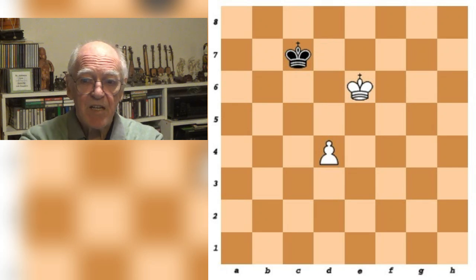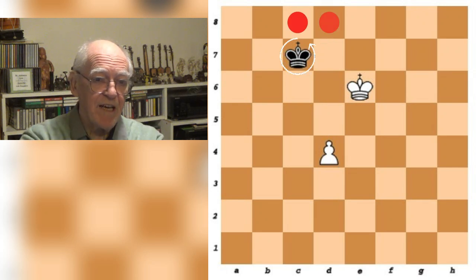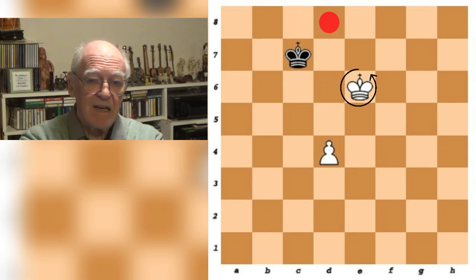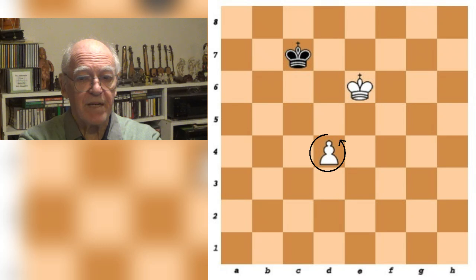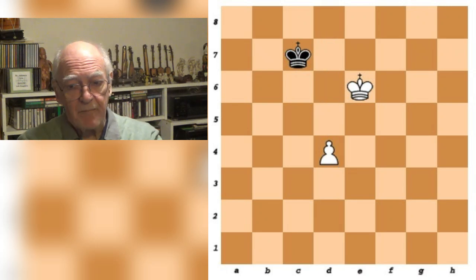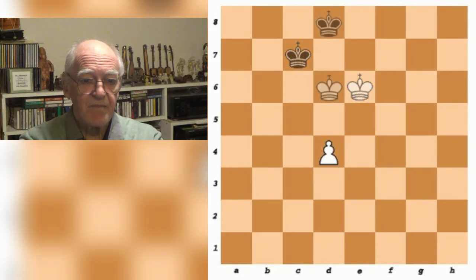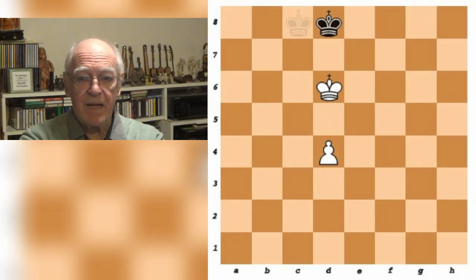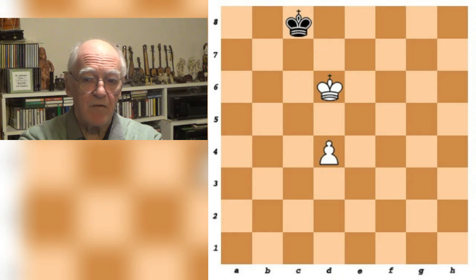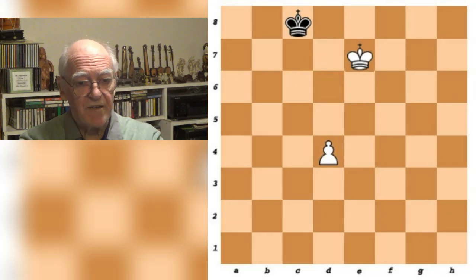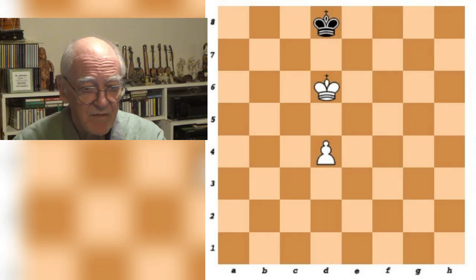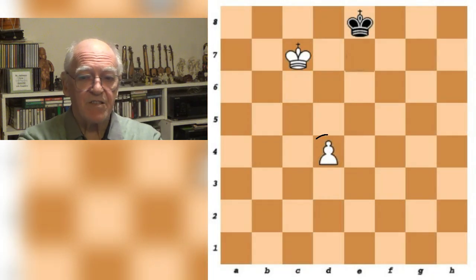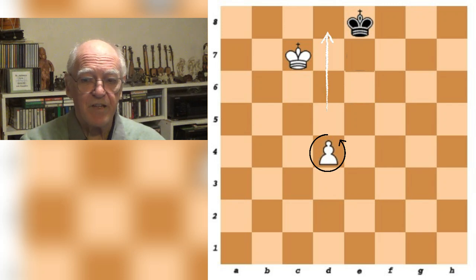If black plays his king to c8 or b8, then white plays king e7, and then the pawn has a completely free path to d8. If black plays king d8, then white takes the opposition and plays king d6. If the black king now goes to c8, then white plays king e7, black plays king b8, then white plays king c7, and in both cases the pawn can advance freely to d8.